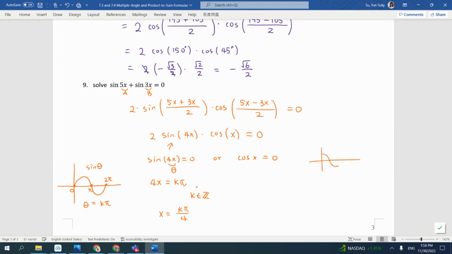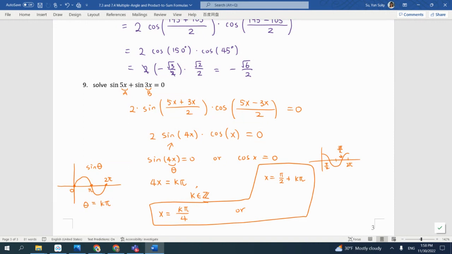On the other hand, cosine x is 0. That is pi over 2 or 3 pi over 2. But we can combine them. This is pi over 2 plus k pi. So therefore, our answer is k pi over 4 or pi over 2 plus k pi. Okay, thank you. See you on Friday. Have a nice day. Next class we'll talk about 7.5.